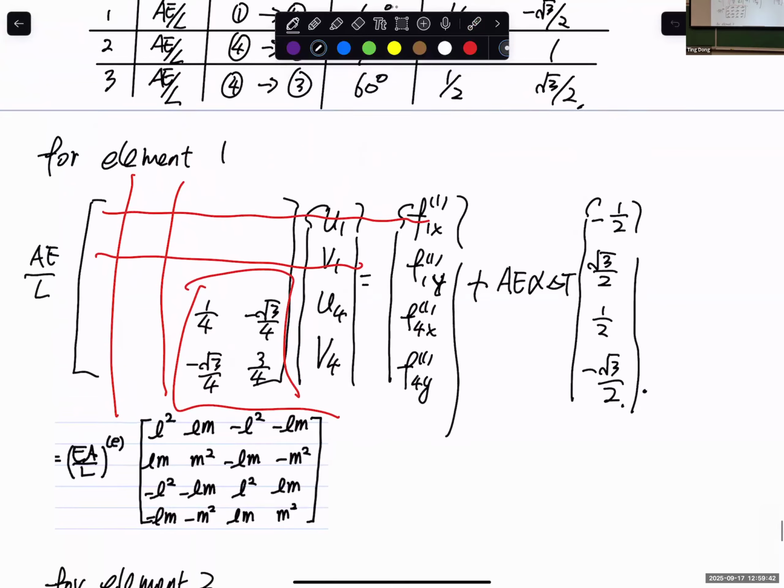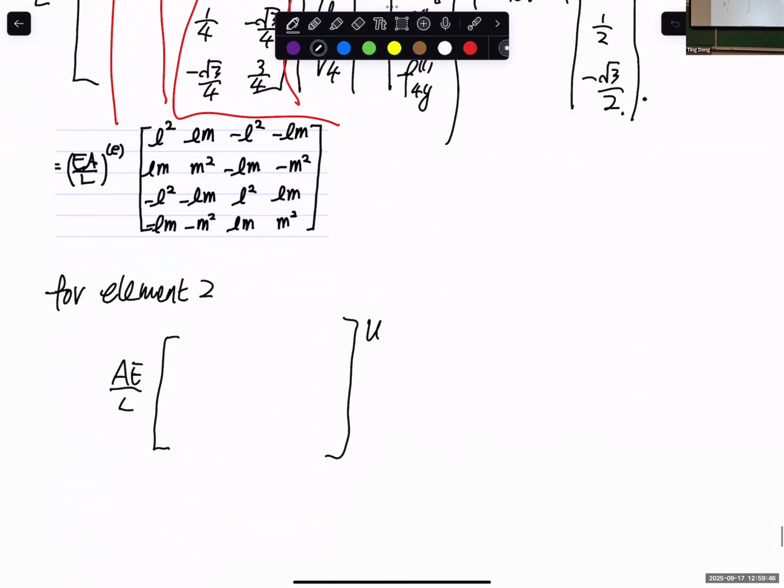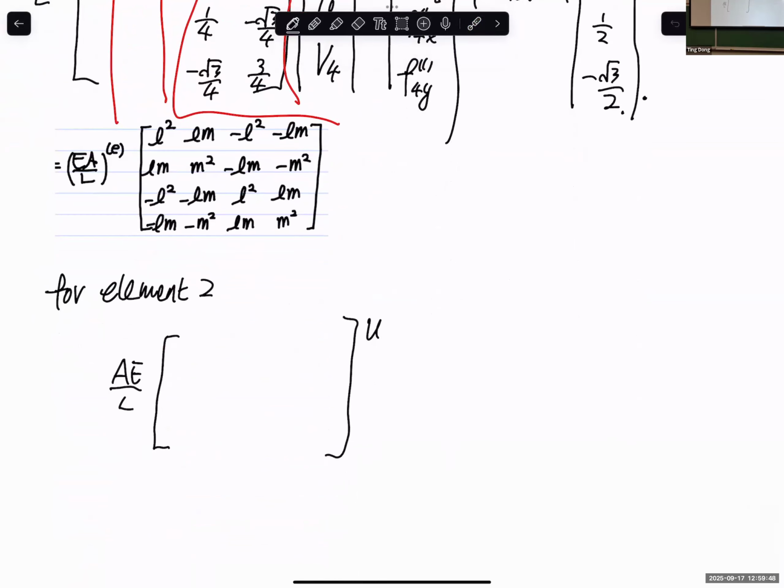So for element 2, since we define the connectivity from node 4 to node 2, the row index I can write as U4, V4, U2, V2. Sorry. And of course, if you prefer to define it from node 2 to node 4, that's perfectly fine. And then this row index becomes U2, V2, U4, V4. That's what I mean.